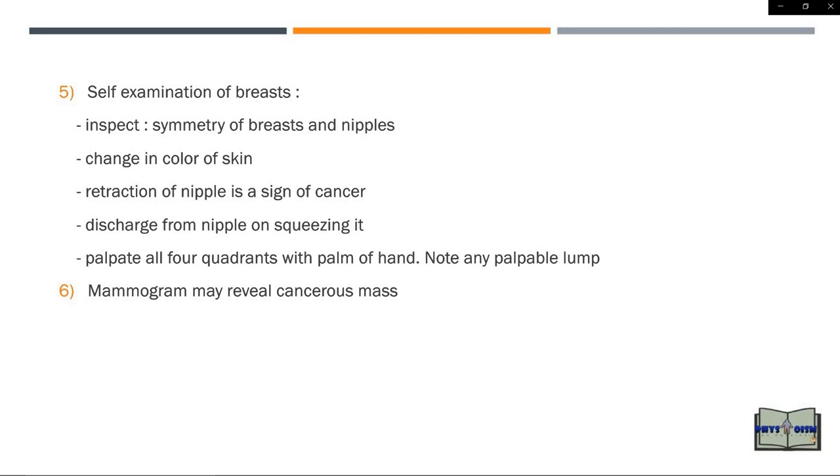Next one, mammogram reveals a cancerous mass. Here, a mammogram is nothing but a kind of X-ray. It is an X-ray which reveals if there is any cancerous mass inside.